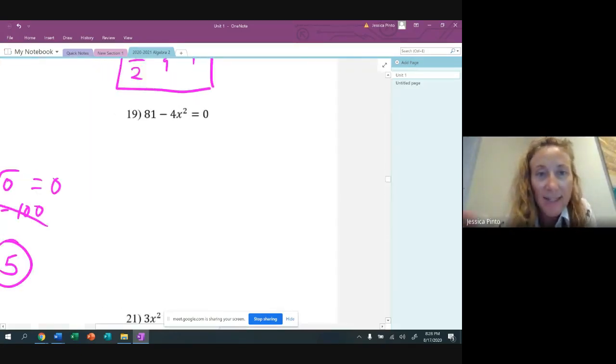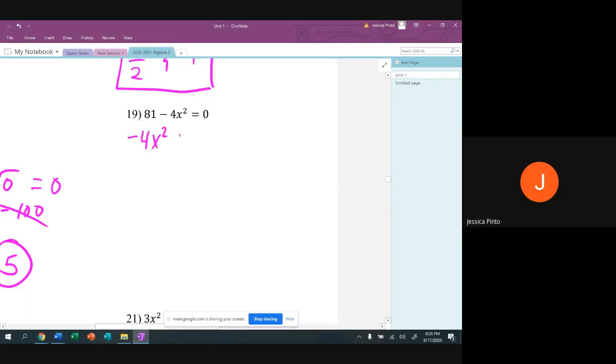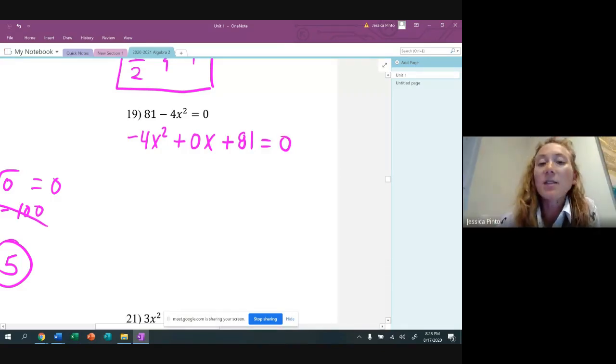All right, 19. 19 is funky. It's not in power order. I'm just going to rewrite it in power order and watch what I do. Negative 4x squared. But how many x's are there? 0 x's. And then plus 81. Now that 81 is positive. It's the 4 that's negative. And this really helps me set up the problem. So this one is probably not going to have just one solution.